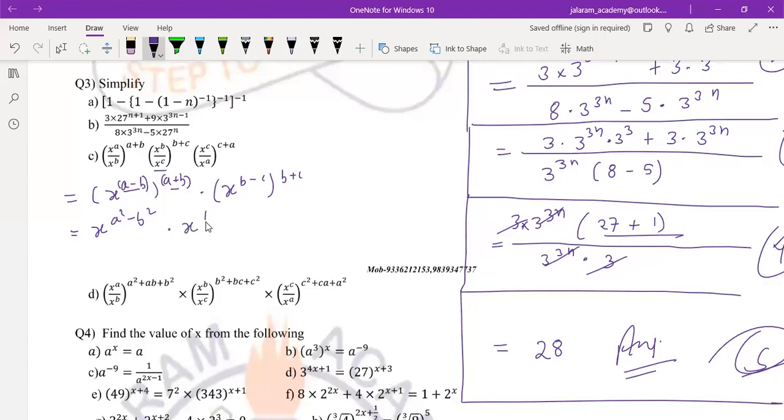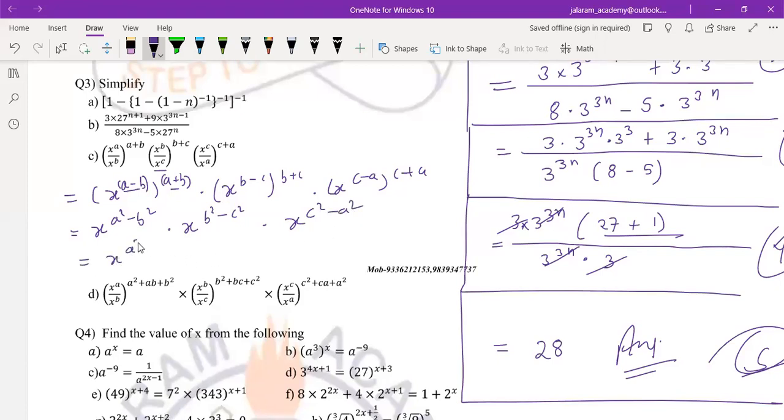multiplied. So x to the power b plus c into b minus c is b square minus c square into x to the power c minus a whole to the power c plus a. That is x to the power c minus a into c plus a is c square minus a square.